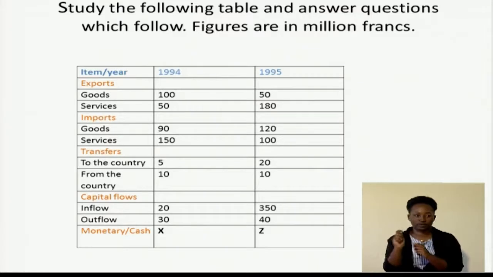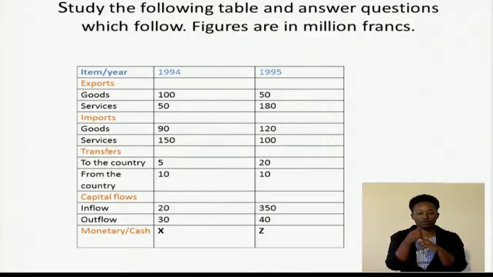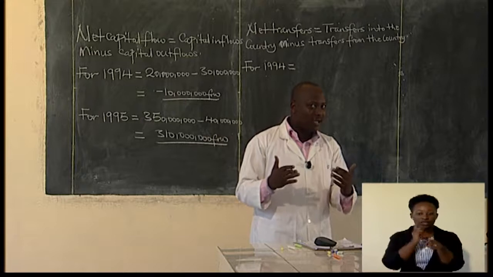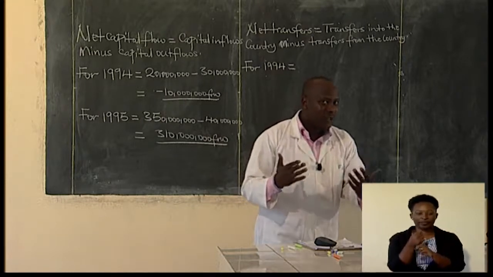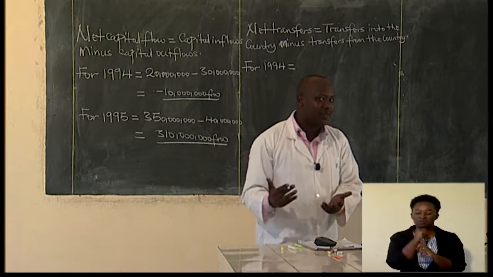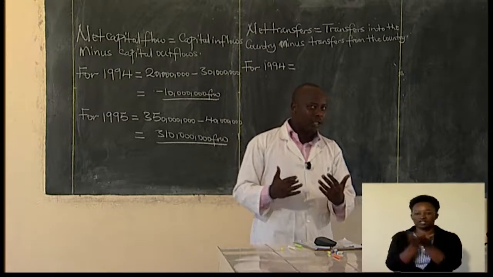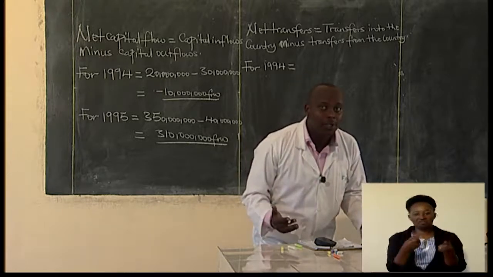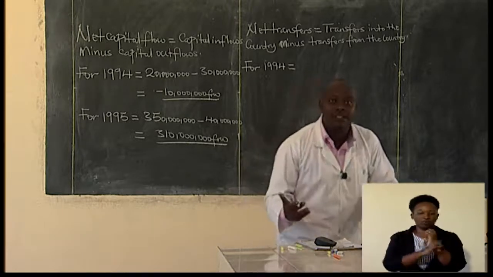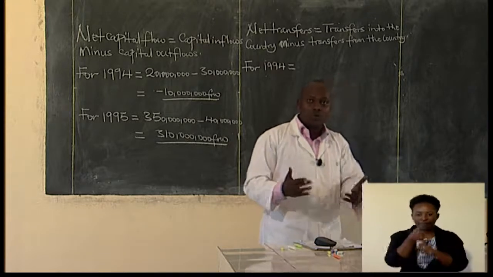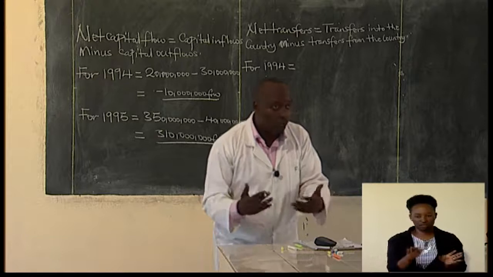For 1994, because we are calculating the net transfers for both years, we shall get transfers into the country minus transfers from the country. Transfers into the country, what a country has received, that is in terms of donations and gifts. What we call a transfer is the amount of money that an individual receives without rendering a service. If you're given a donation, the country did not work for that donation. If you're given a gift, you did not work for that gift. Those are what we call transfers: what you receive without rendering a service or without working for it.